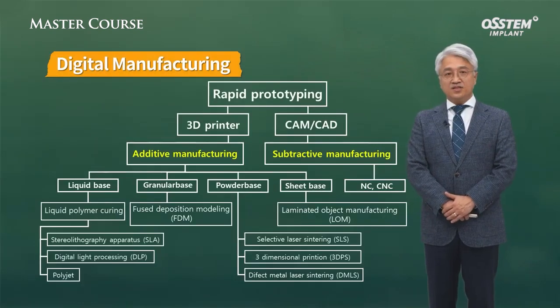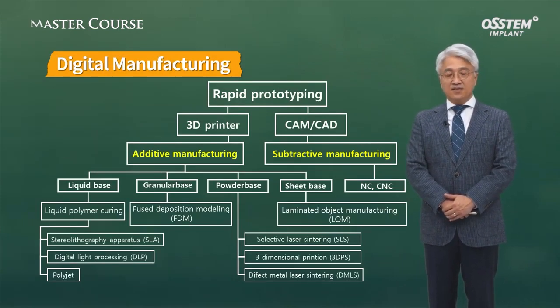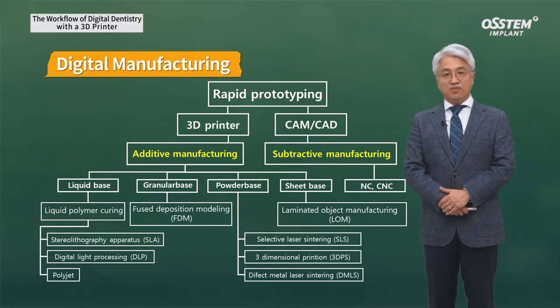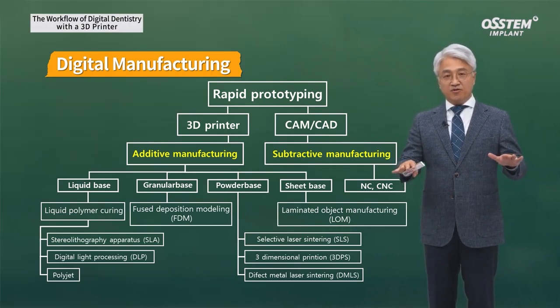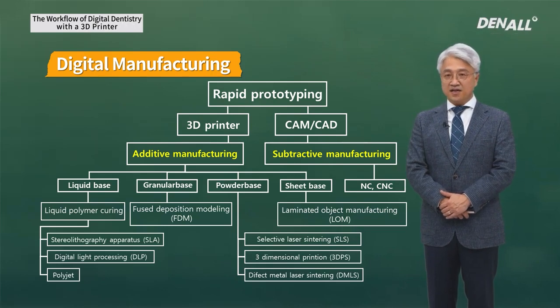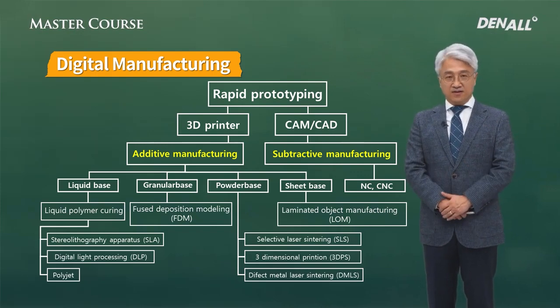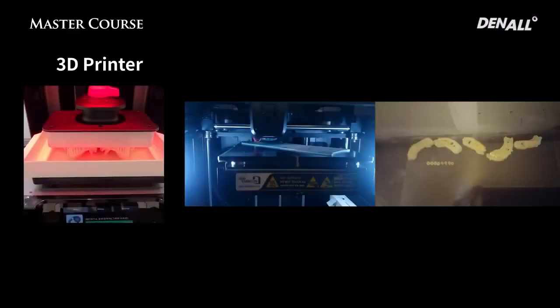The digital manufacturing process was addressed in the previous lecture. The fabrication process can be divided into additive manufacturing, such as 3D printing, and subtractive manufacturing, such as CAM and CAD. Today, I would like to talk about additive manufacturing method using 3D printer.